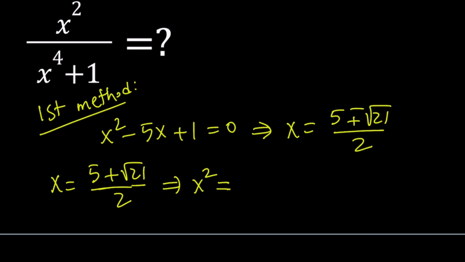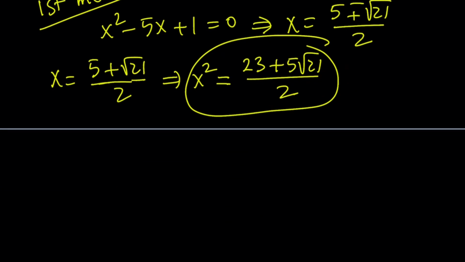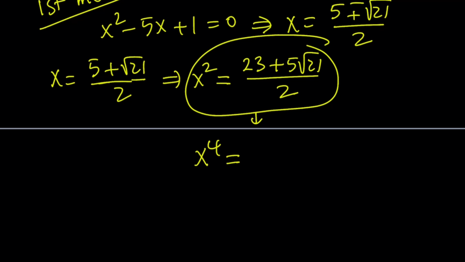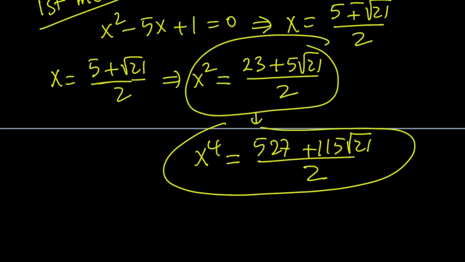I did the work for you, so to save you the trouble, from here x squared becomes 23 plus 5 times the square root of 21 over 2. Great. I also need x to the fourth power, so let's go ahead and square this one more time. And again, to save you the trouble, I squared it for you, and it gives you 527 plus 115 times the square root of 21 over 2. So we got x squared and x to the fourth power.